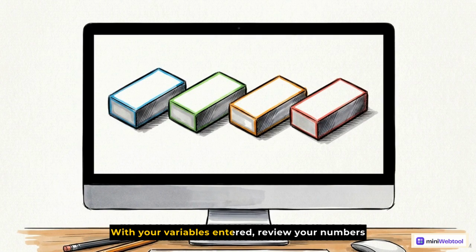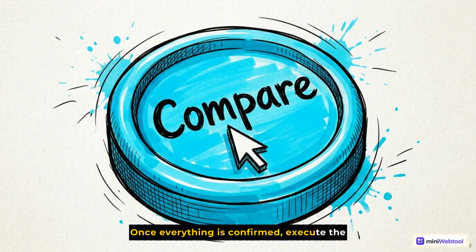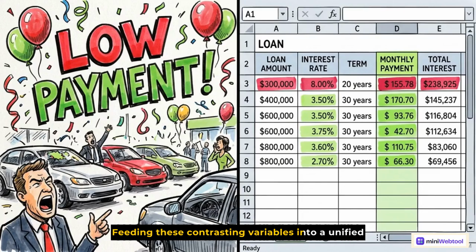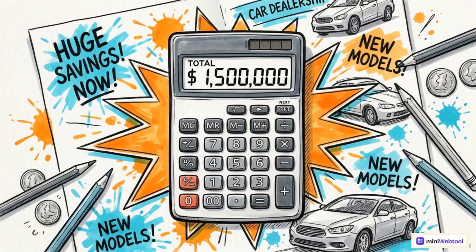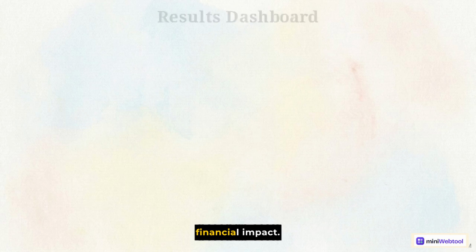With your variables entered, review your numbers one last time. Once everything is confirmed, execute the comparison to let the core engine process the conflicting data. Feeding these contrasting variables into a unified calculator neutralizes the lender's marketing psychology. By isolating the math, you strip away the illusion of a low monthly payment and reveal the true financial impact.